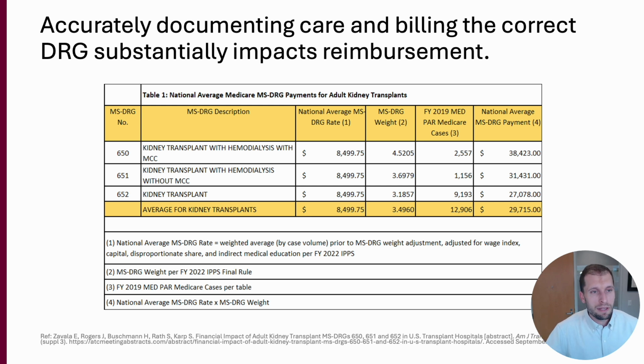These two are with hemodialysis. This is with and without the major complication or comorbidity. So you can see if we don't properly bill, we're going to leave a lot of money on the table, and this difference is substantial. It's going to make a big difference on our revenue at the end of the year. So we want to make sure we're properly documenting and then billing properly for these things.